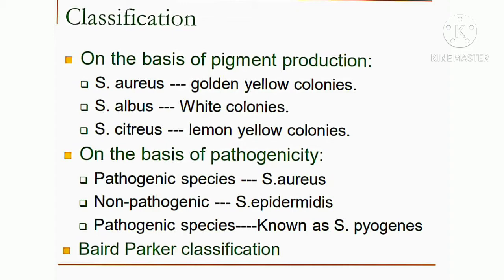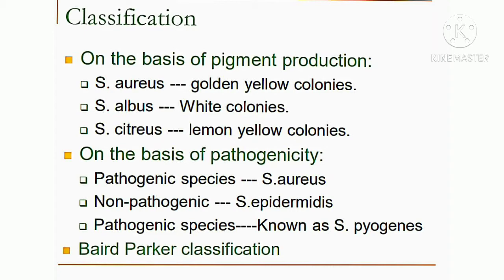On the basis of pigment production, Staphylococcus aureus produces golden yellow colonies, Staphylococcus albus produces white colonies, while lemon yellow colonies are produced by Staphylococcus citreus. On the basis of pathogenicity, these bacteria may be pathogenic or non-pathogenic. The pathogenic species include Staphylococcus aureus, while the non-pathogenic species include Staphylococcus epidermidis.